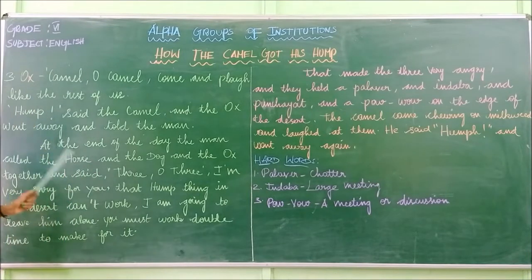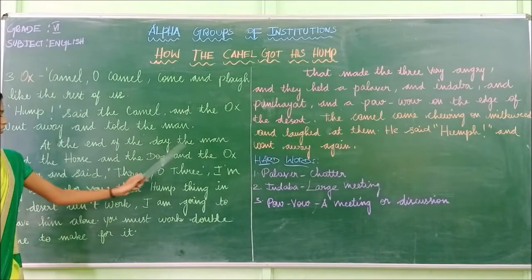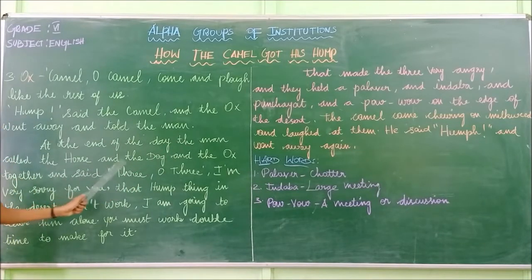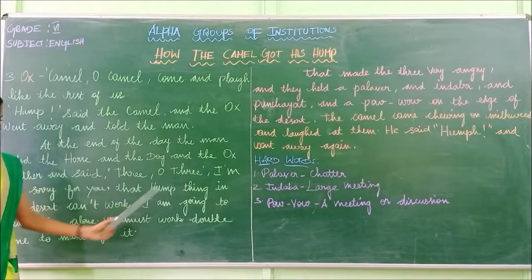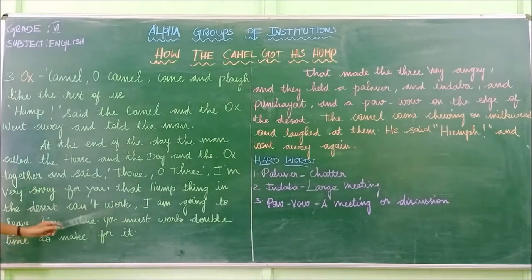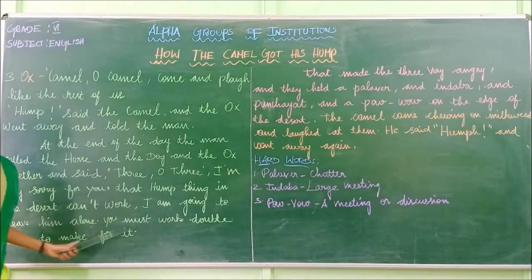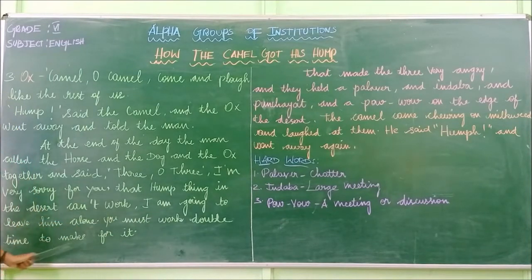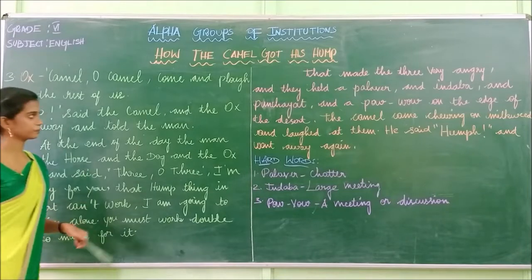At the end of the day, the man called the horse and the dog and the ox together and said, You three, I am very sorry for you. That humping in the desert can't work. I am going to leave him alone. You must work double time to make up for it. Okay, have you understood this?